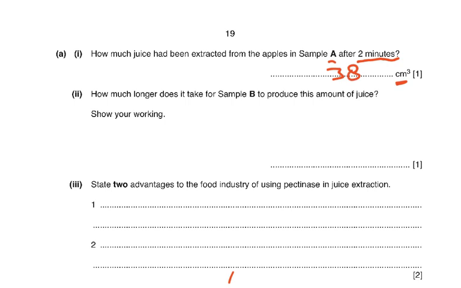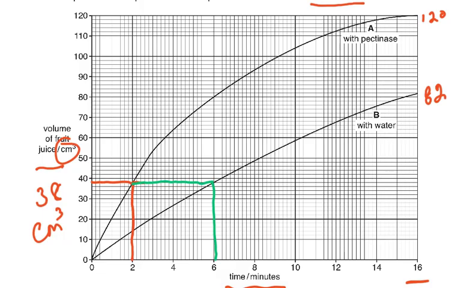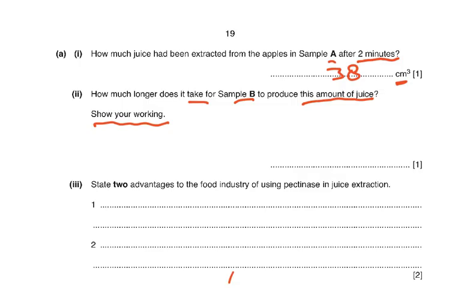Then it says how much longer does it take for sample B to produce this amount of juice? Show your working. How long did it take for 38 cm cube? So you extend the line, the green line that I've just shown you, and then you see how much time did it take. So it took 6 minutes. Previously it took 2 minutes. So 6 minus 2 would be 4 minutes, because that is what it is asking. 6 minus 2 is 4 minutes.